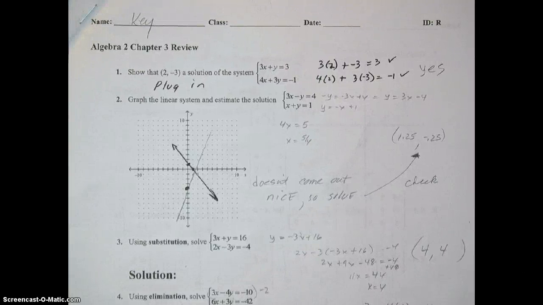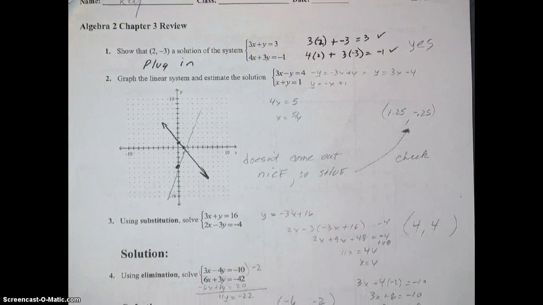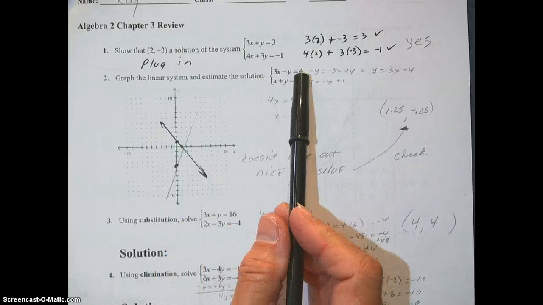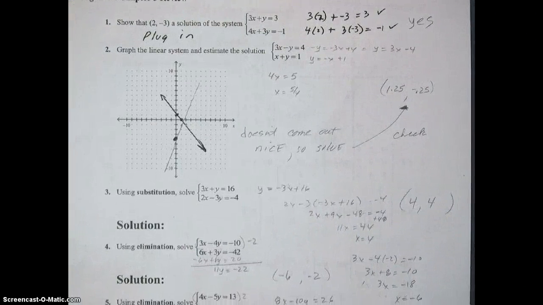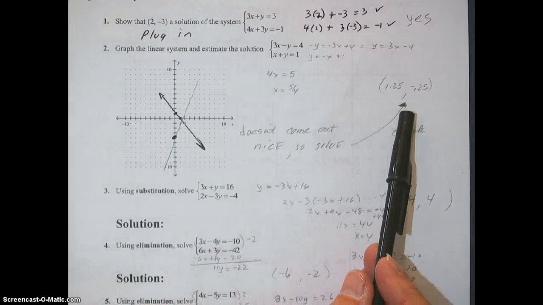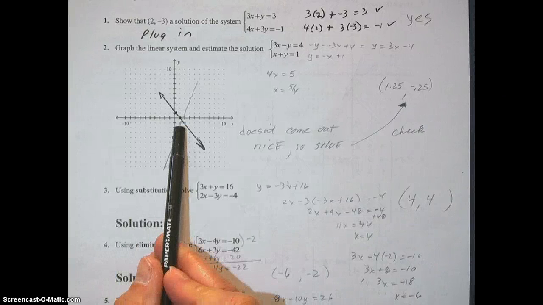Okay, what I did today is I'm going to copy the review answer key so you can kind of work through and see how each problem is solved. So in problem number 1, to see if it's a solution, you just plug in and see if it works. In problem number 2, graph each equation; where they intersect is the answer. However, in problem number 2, like our partner quiz, this didn't come out very nice.